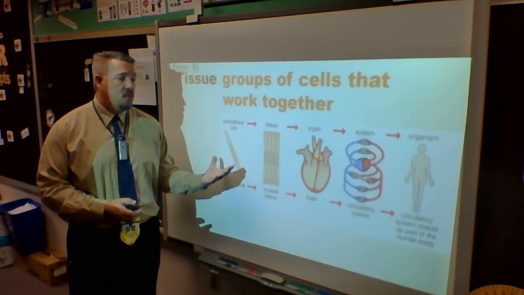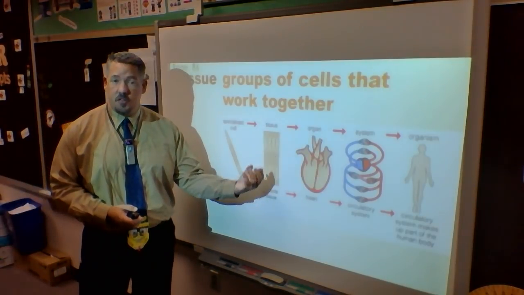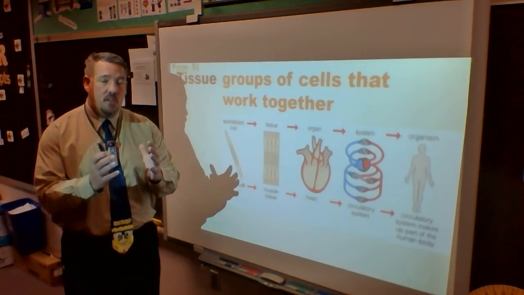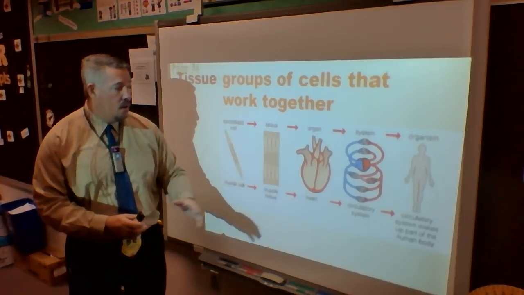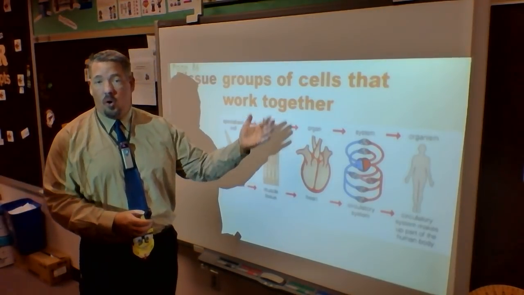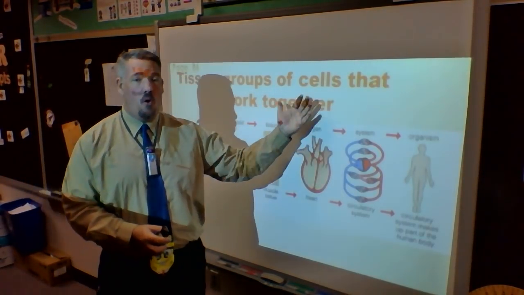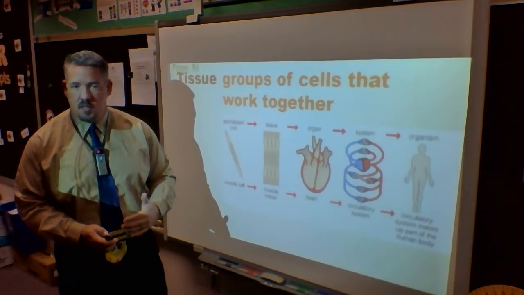And all of those cells come together to make up a tissue. And when those tissues are all together forming a specific thing, they make an organ. An organ is a part of an organ system, and all organ systems make up an organism.